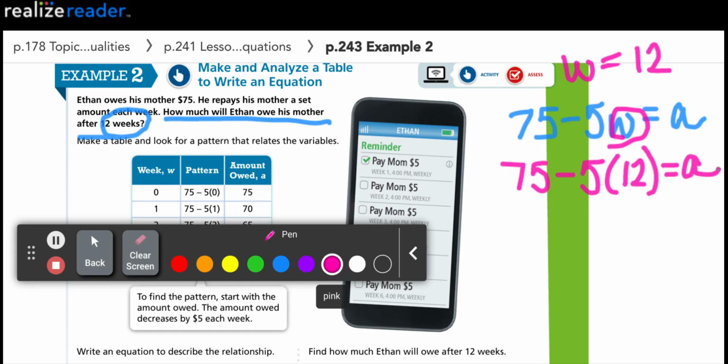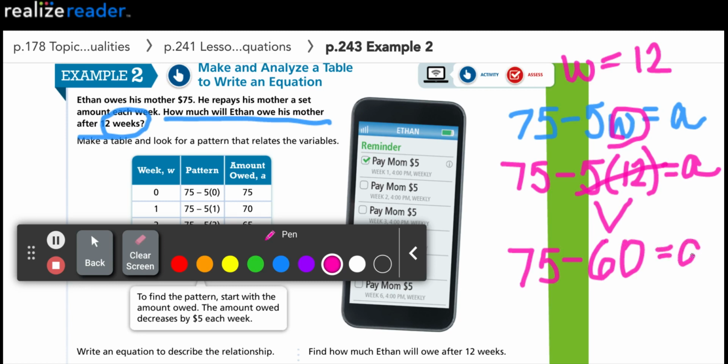Wow, we actually have like 2 steps to solve here. We have to follow PEMDAS. First step, parentheses. Second step, exponents. Third step, multiplication or division from left to right. I see multiplication here, so I'm going to evaluate that multiplication. 5 times 12, 60. Cross it off. Bring down the rest. 75 minus 60 is going to equal A.